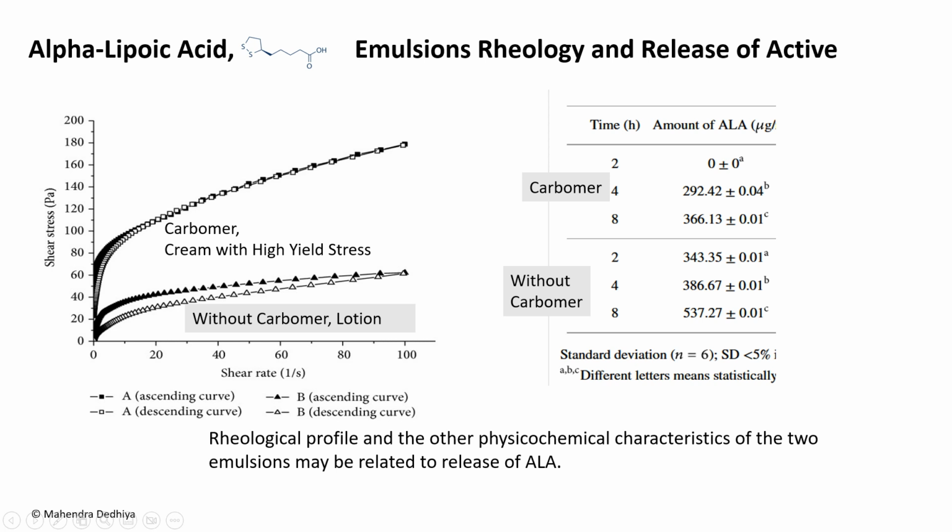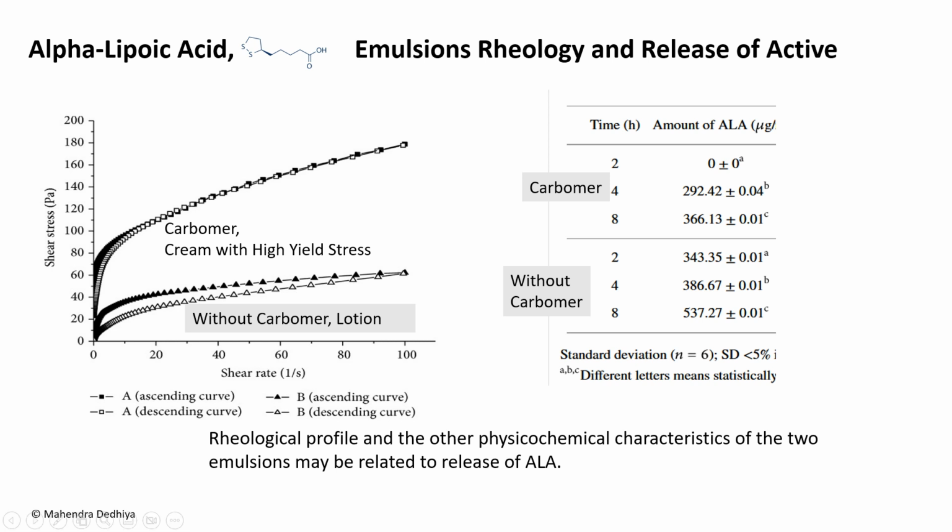Let's look at the rheology and the release of active. Without carbomer, the second formulation shows very little yield stress, i.e., it will immediately spread and will have a lotion-like consistency, and has a small hysteresis loop indicating slight thixotropic nature. The one with the carbomer has a definitive yield stress at about 70 Pascal, indicating cream-like behavior, i.e., it requires slight force to start spreading, which is really essential for cream-type formulations.